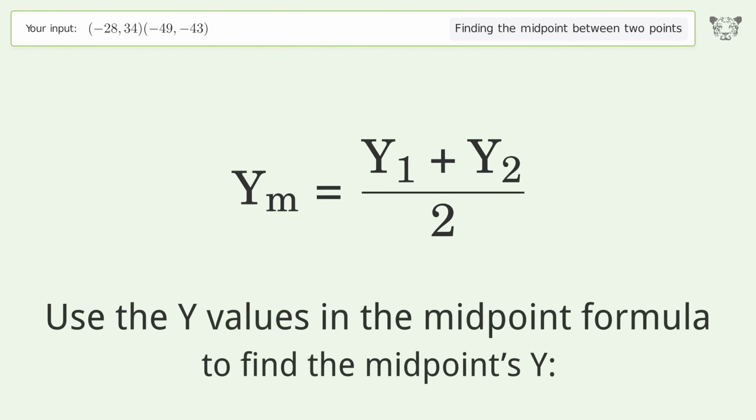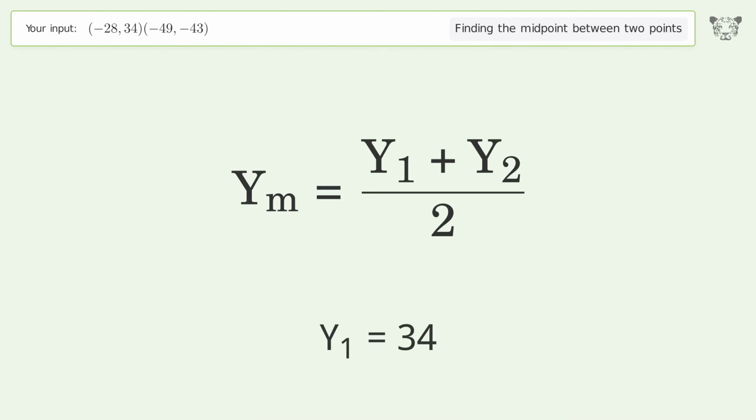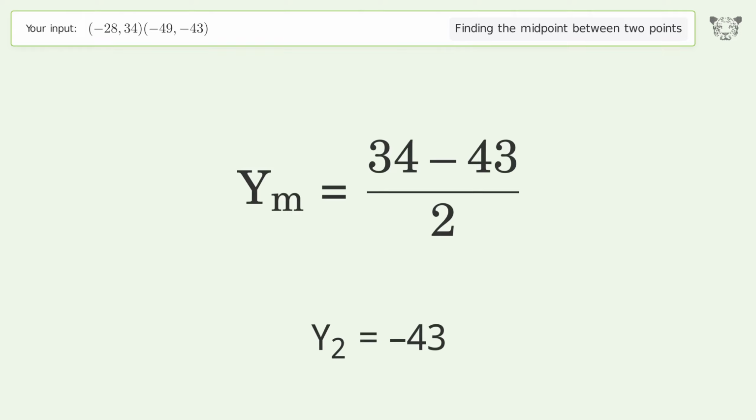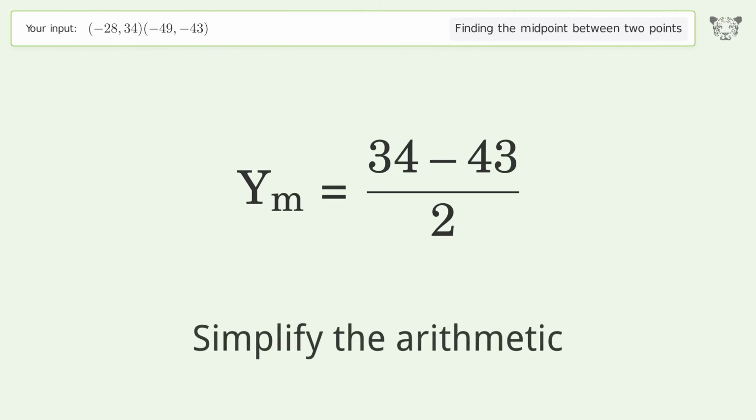Use the y values in the midpoint formula to find the midpoint's y. y1 equals 34. y2 equals -43. Simplify the arithmetic.